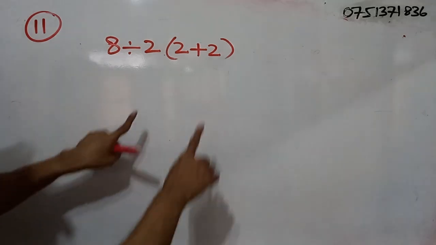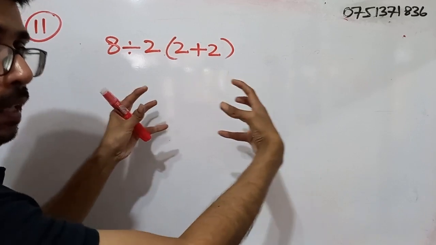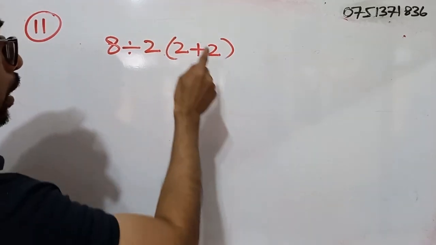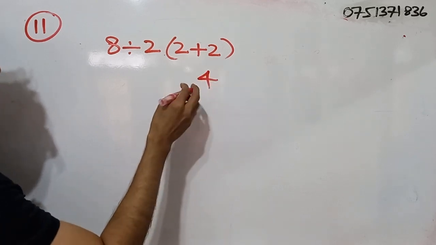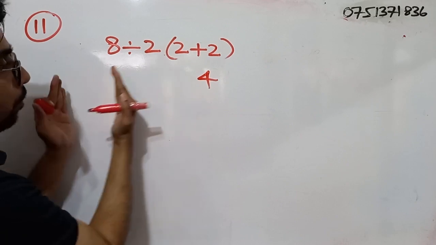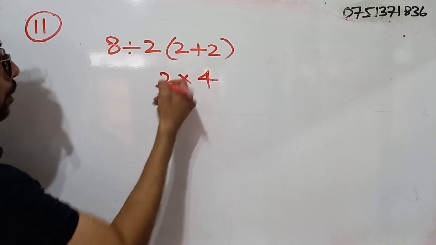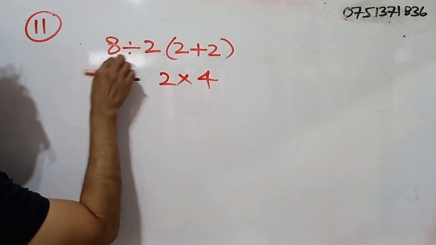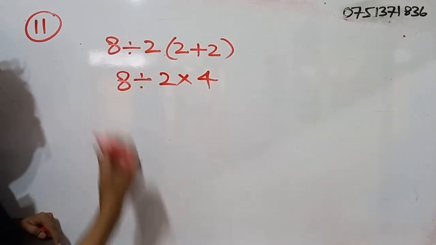So first of all, we need to start simplifying the brackets. That means whatever is inside the brackets, right? So 2 plus 2, what do we have? A 4, right? So then what about the remaining part of the expression? Between the 2 and the 4, what do we have? A multiplication. And here between 8 and 2, nothing has changed. So we have what? A division.